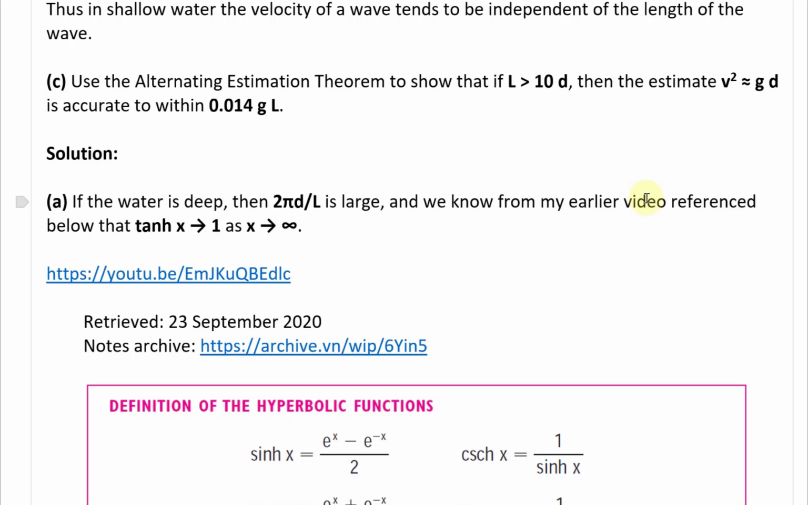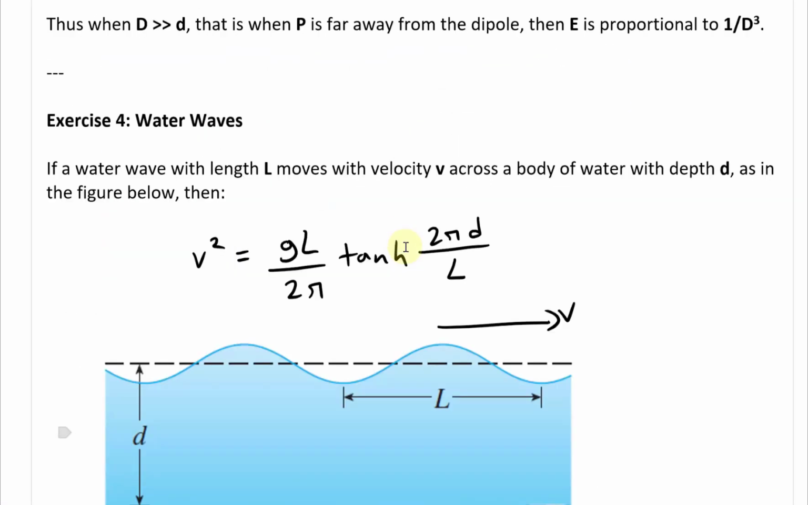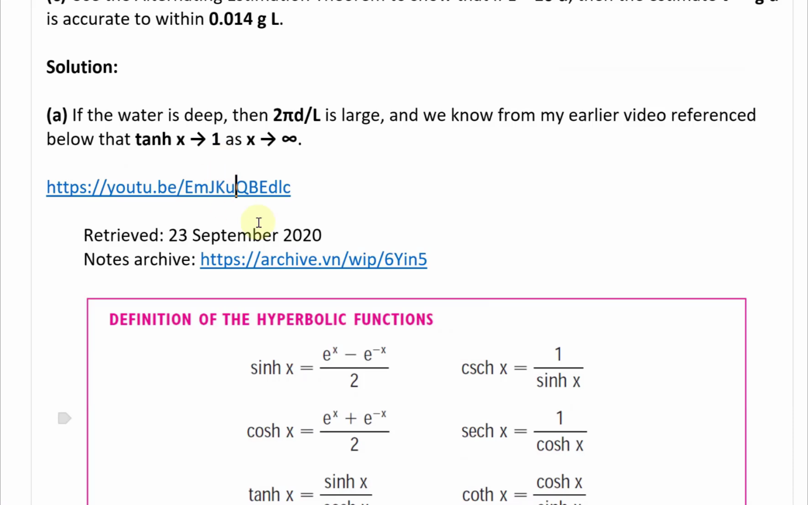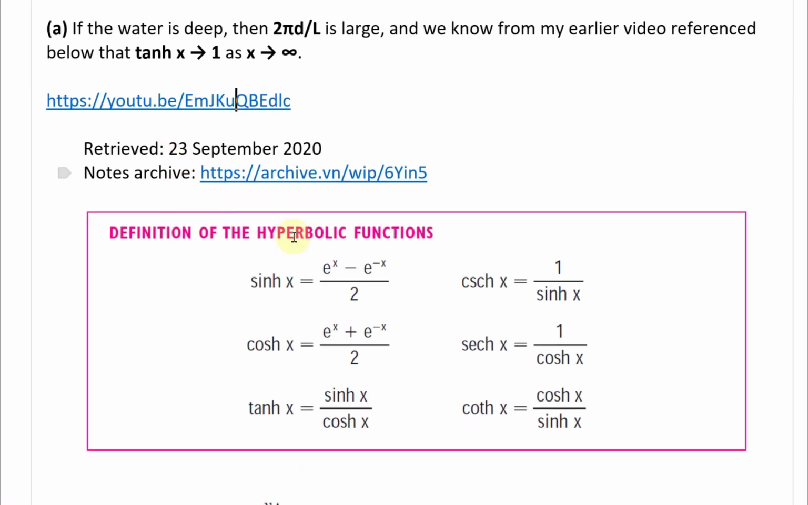And also we know from my earlier video referenced below that the hyperbolic tangent of x approaches 1 as x approaches infinity. So you can get an idea of what kind of approximation we're doing. So if this is large, the tanh goes to 1. Here's from my earlier videos, the definition of the hyperbolic functions, and here is the YouTube link. It's one of my earlier videos.